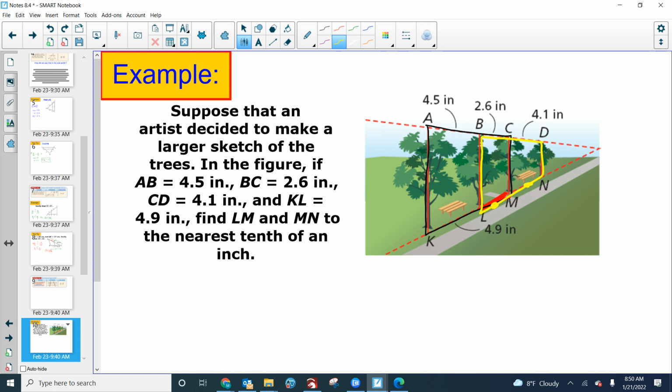Now, I do need MN. That's going to be one I need. But I don't want to start in that one. I want to start in the black trapezoid so that I can use that proportionality theorem and say 2.6 over 4.5 equals LM, you could call it x, over 4.9.